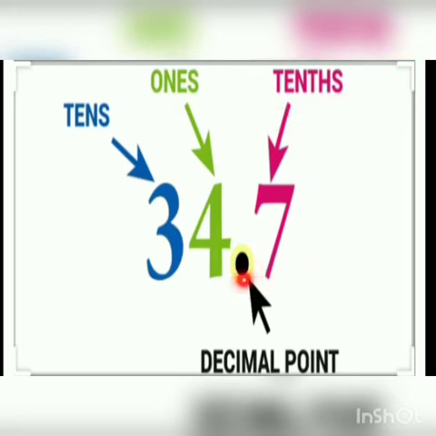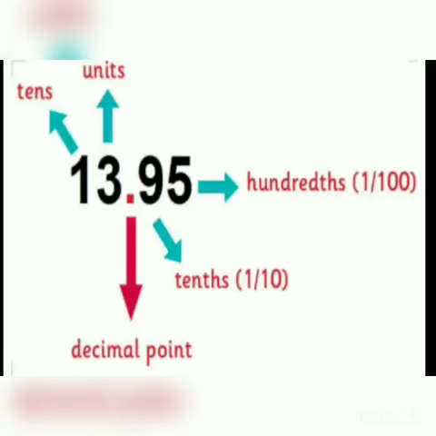So after the decimal point, the first place value is tenths. Now if one more digit is there, how will we read the number? First read the number: 13.95. Now let's look at the place value. Here this is the unit or ones place, then the tens place. Now after the decimal point, the first place will be tenths.